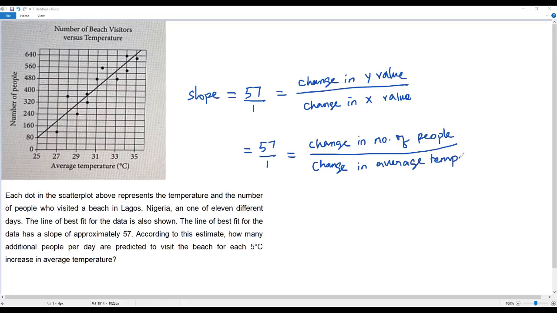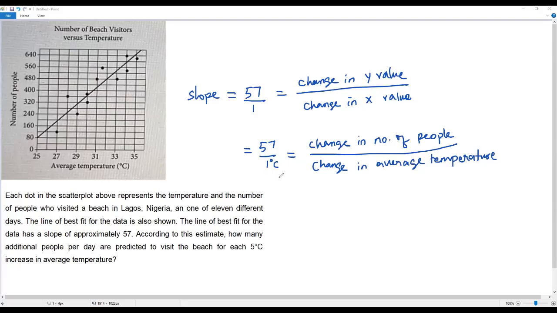Okay, so now let's understand. So 57 corresponds to change in number of people, and the denominator corresponds to change in average temperature. Usually the unit of average temperature is degree Celsius, so we can write this as 1 degree Celsius. Now let's understand the slope over here. For each 1 degree Celsius increase in average temperature, the number of people visiting the beach increases by 57.